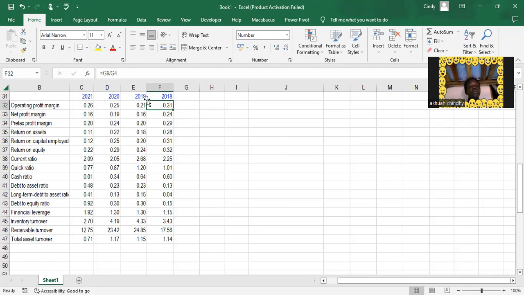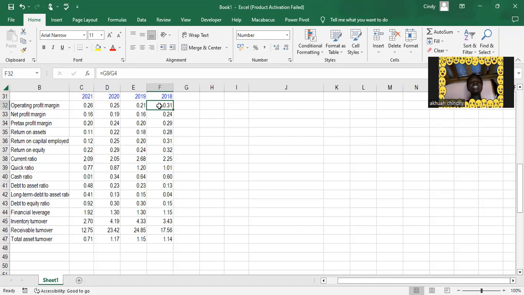So if you are to compare them across the years, in 2018 you made 0.31, in 2019 you made 0.21. So what is this telling you? With this, I have to first check if the figure increased or decreased. From 2018 to 2019 it has decreased. So it's telling us that the profit the business has generated from its sales has reduced from 0.31 to 0.21. That's it. Or you can even find the difference and say it has reduced by this.